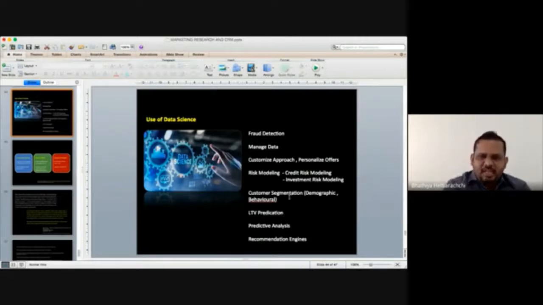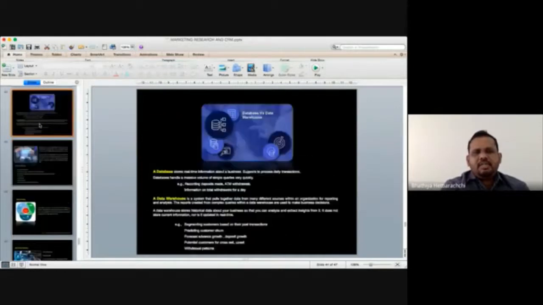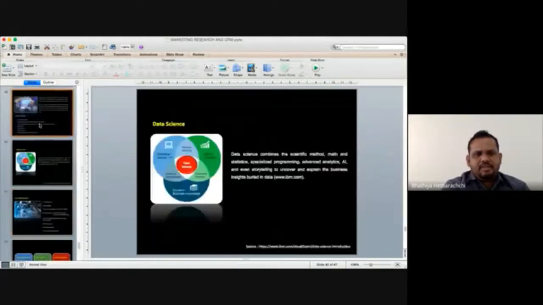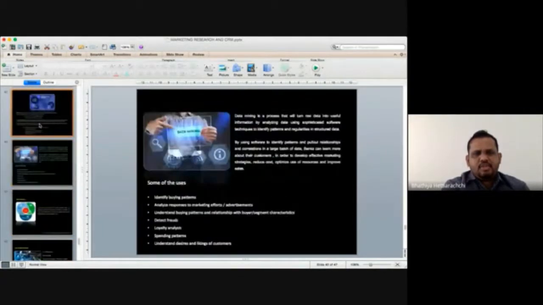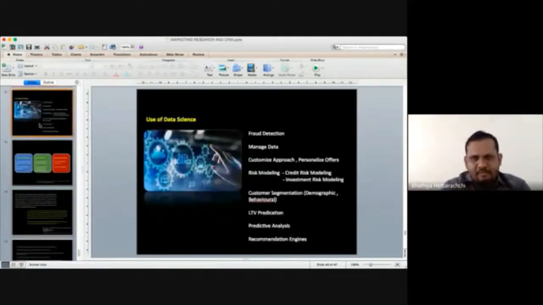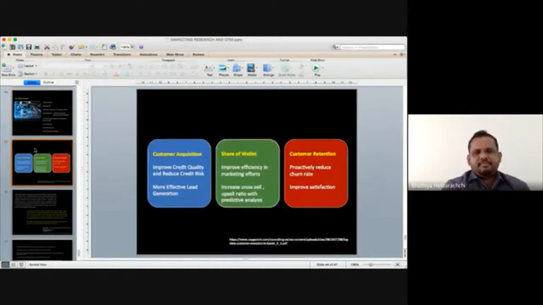So these are the uses of data science, right? You can study further on this area. You might get a question on this area as well, on data warehouse, and the differences between data mining and data science. You must have a basic understanding of what those are and what the uses of those are, right? So better you do a study and come out with how you can use this new technology in order to improve your CRM efforts.